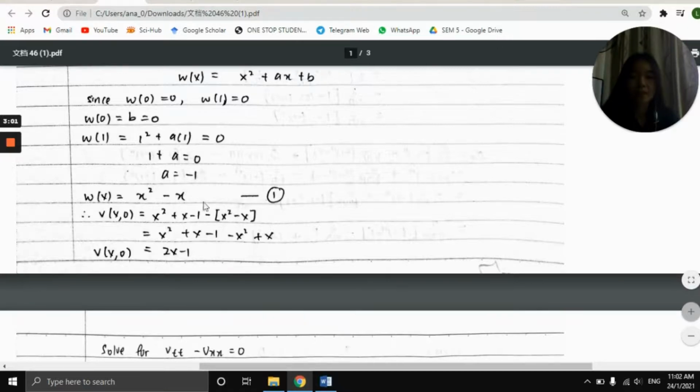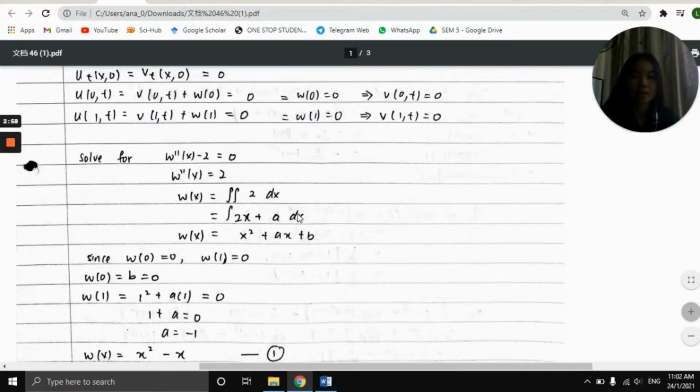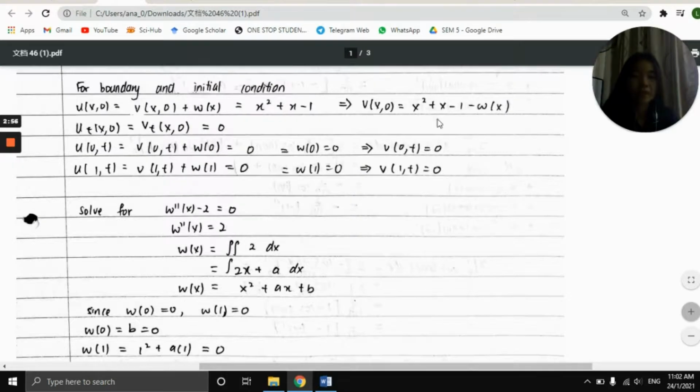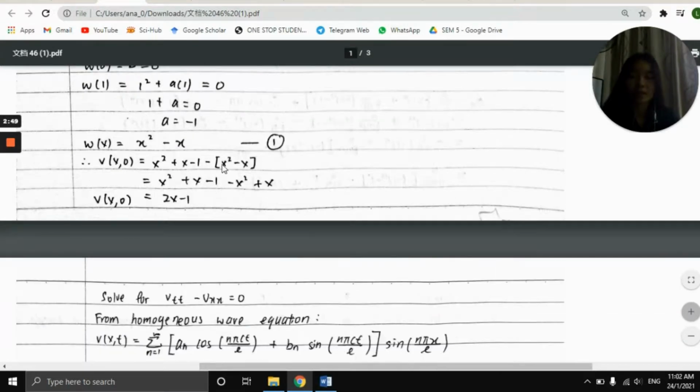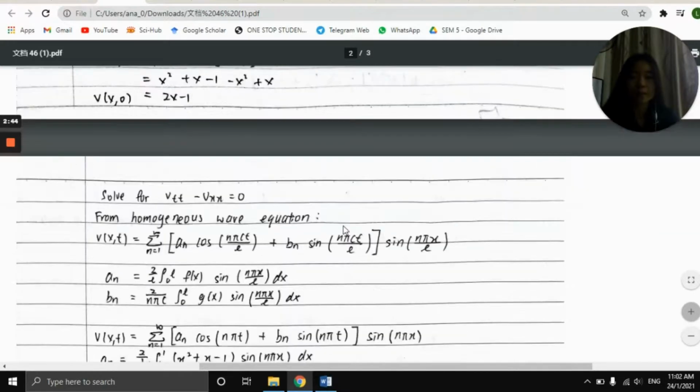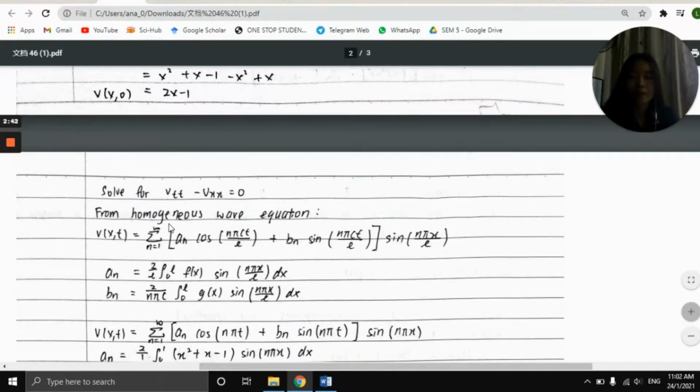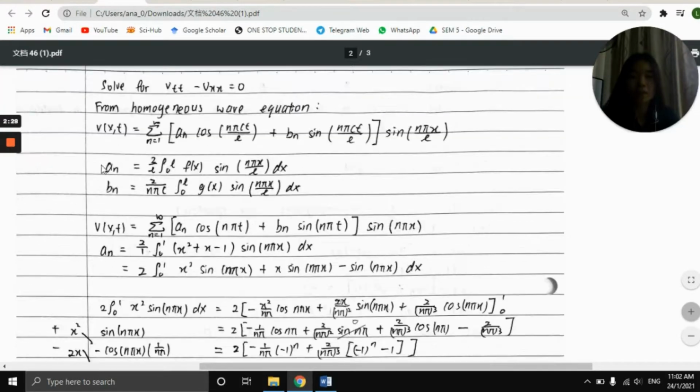So now we are going to substitute the w(x) into the v(x,0), this one, and we will get the condition of our v equation. After we substitute into this equation, we get v(x,0) is equal to 2x minus 1. Now we are going to solve for our v. So from the homogeneous wave equation, this is a homogeneous wave equation, we will get the formula equal to this one, these three equations. And now we are going to solve for our a_n.